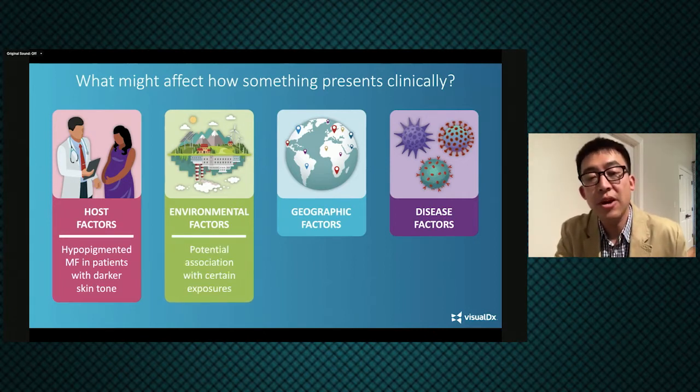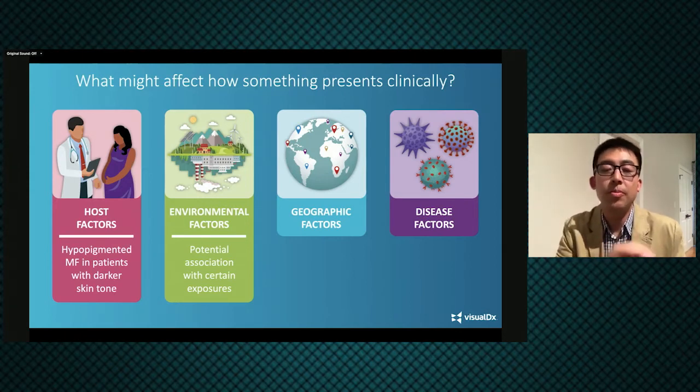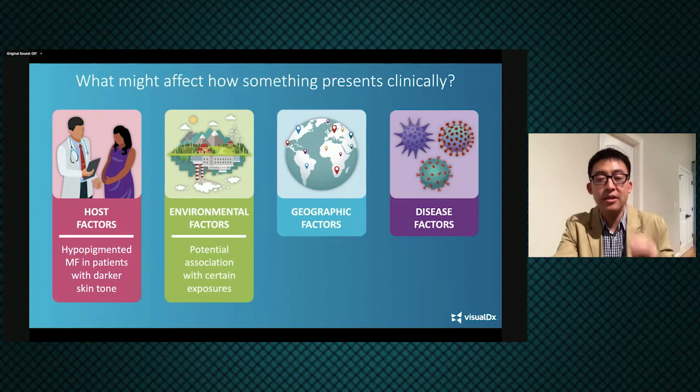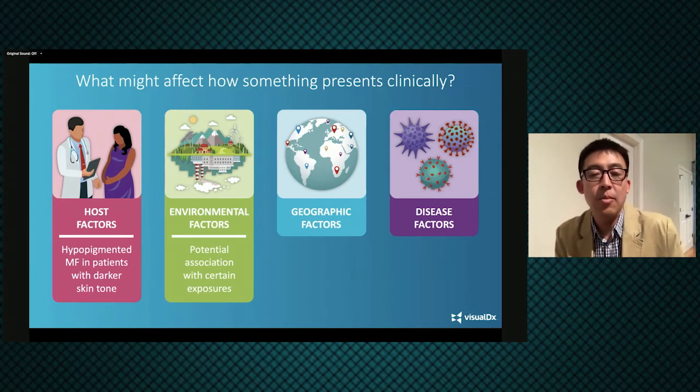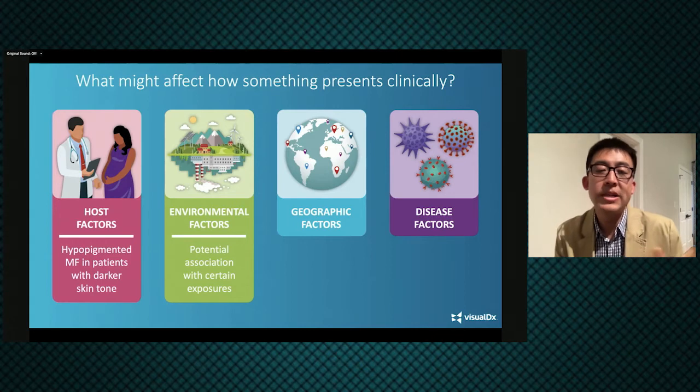When we think about environmental factors, there's reports of potential associations of mycosis fungoides with certain exposures. So personally, I don't know of anything super definitive. However, I will just say, for example, the VA actually allows for patients who were exposed to Agent Orange to claim this as a reason for benefits from the VA. And so there are some links of Agent Orange with lymphoma in general. And so this being a lymphoma, there's some conjecture as to whether that could be playing a role.